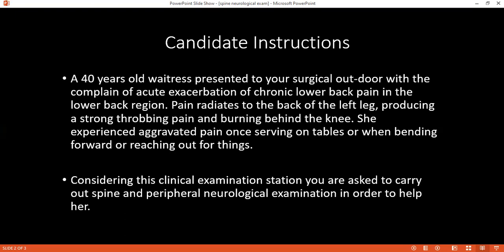Then I would go to movement. I'll first of all check her cervical spine, where I will check for flexion when I tell her. Then I also check for extension. I also tell her to turn her head around.